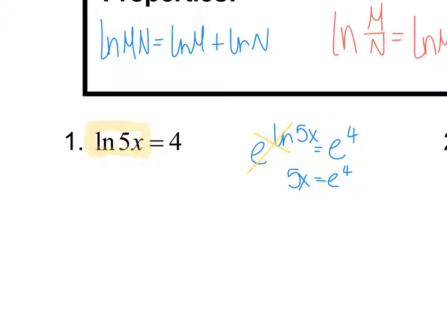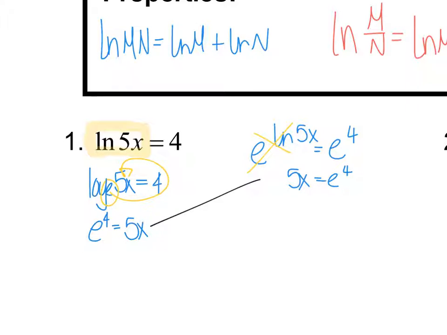To keep it uniform from what we've done already, I'm going to go ahead and rewrite this as log base e of 5x equals 4. And then when you have a log equaling a number, you circle line up. So then we have e to the 4th equals 5x. Notice that these two are exactly the same. Okay, and so from there, we just go ahead and we solve for x. So x equals e to the 4th over 5.